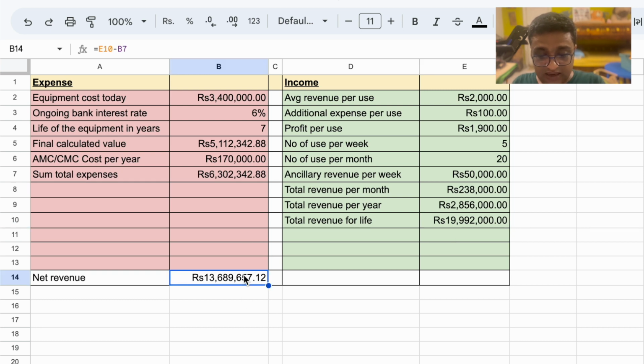So that gives you a total revenue for the life, per year. When you calculate the entire mathematics, you realize that after 7 years of use, you are at a net profit margin of around 1.3. That's fantastic. That's a good number. If you reduce it to 5, let's see how it goes. Your profit margins are different. So this is a simple calculator.